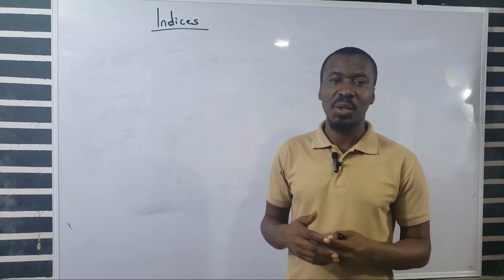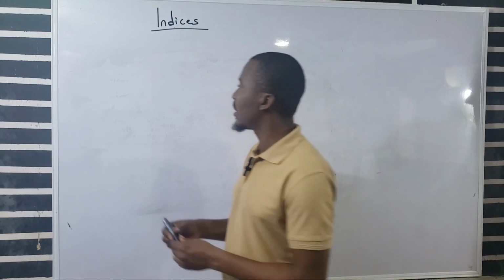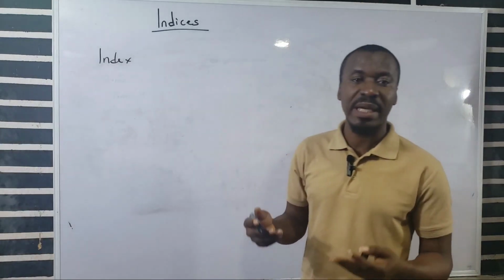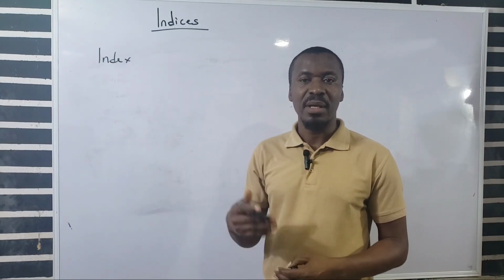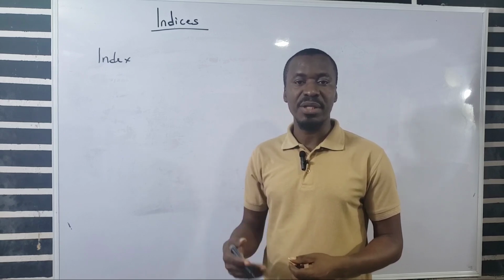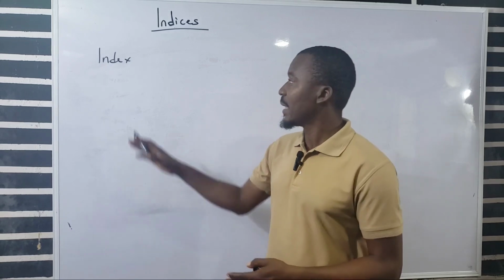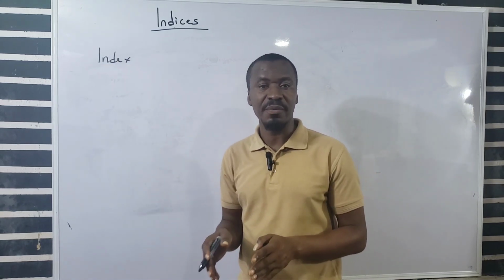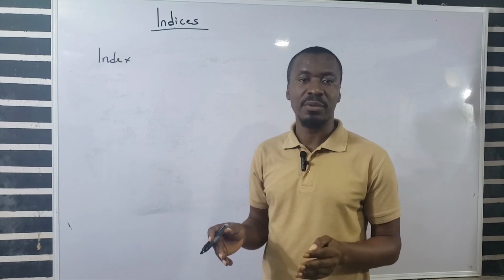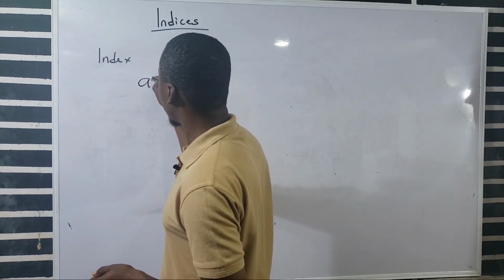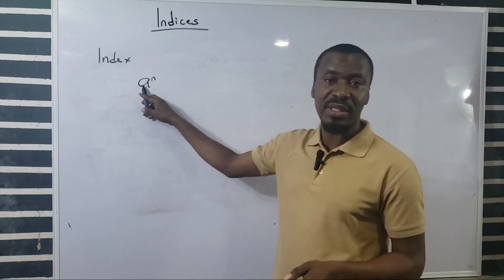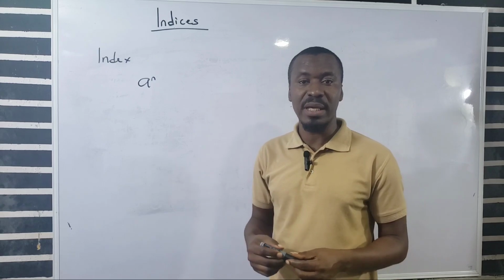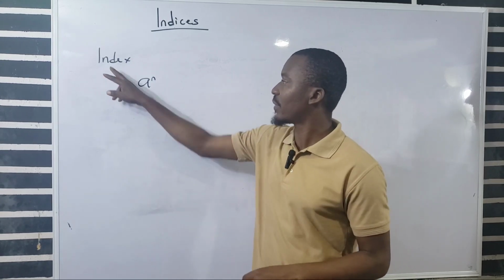So when we say the word indices, what does that mean? It's the plural form of index, okay? And when we say the word index, what does that mean? We are familiar with using the words raised to power, or power of. They are the same thing. So index can be exponential, raised to power, power of, okay? If I have a raised to power n, this can also be said to be a index of n, okay? So that's where we get the word indices from. That's the plural form of index.